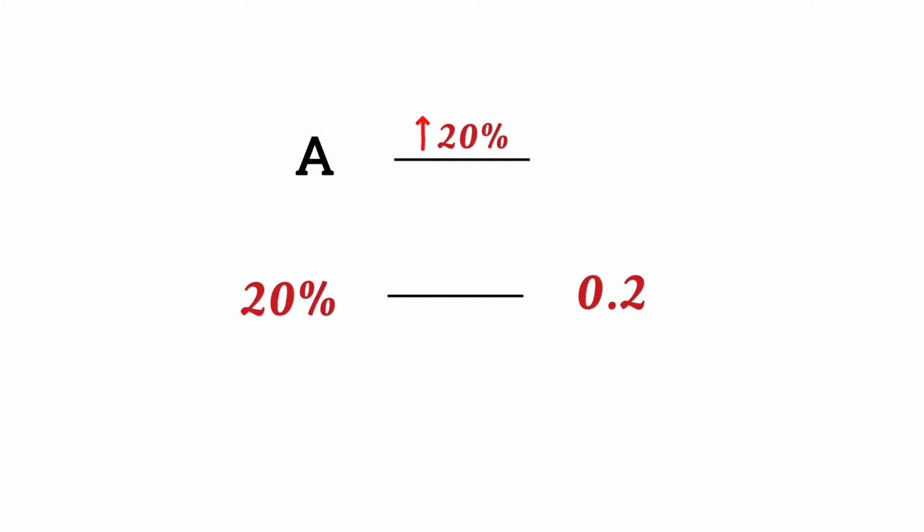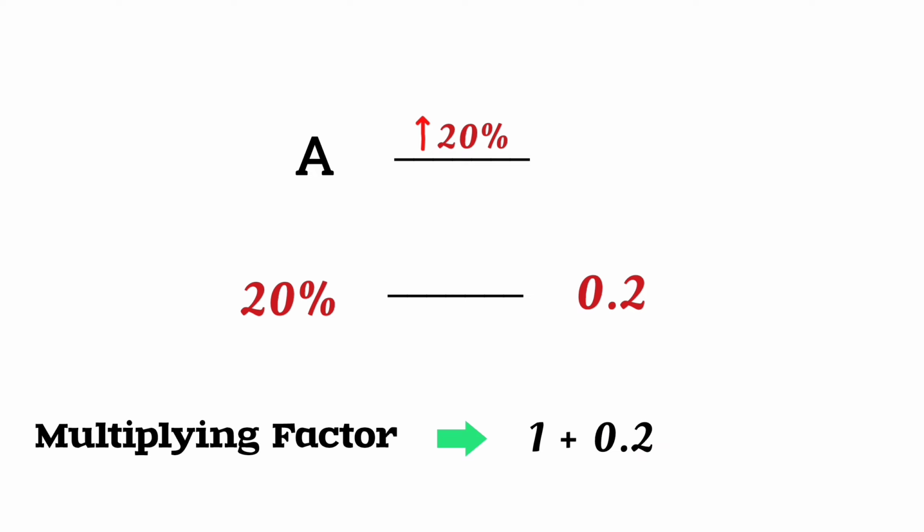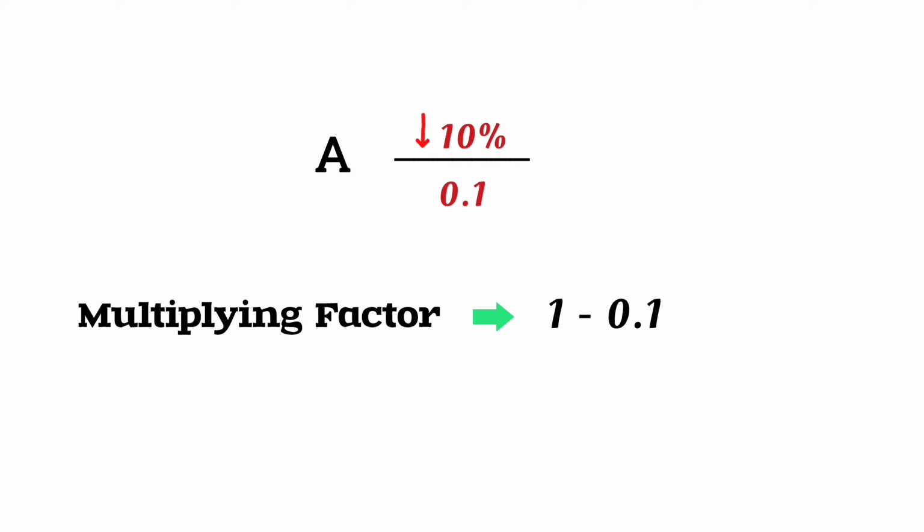That means for an increase in percentage, the multiplying factor is 1 plus 0.2, 1.2A. Similarly, if A is decreased by 10%, in decimal it's 0.1, so the multiplying factor becomes 1 minus 0.1, 0.9A. Let's extend this idea.